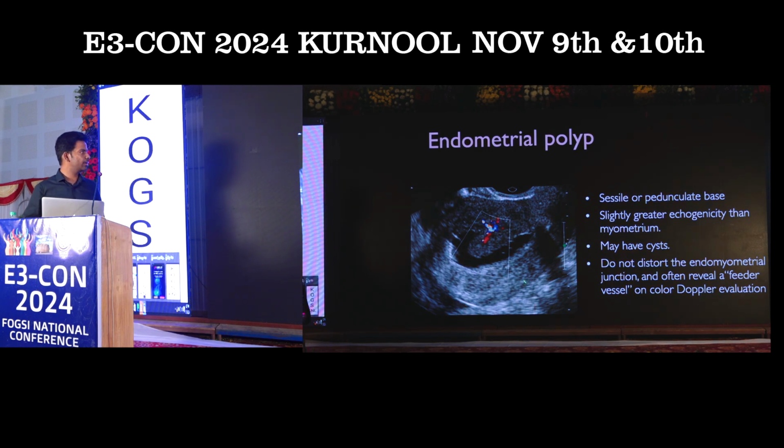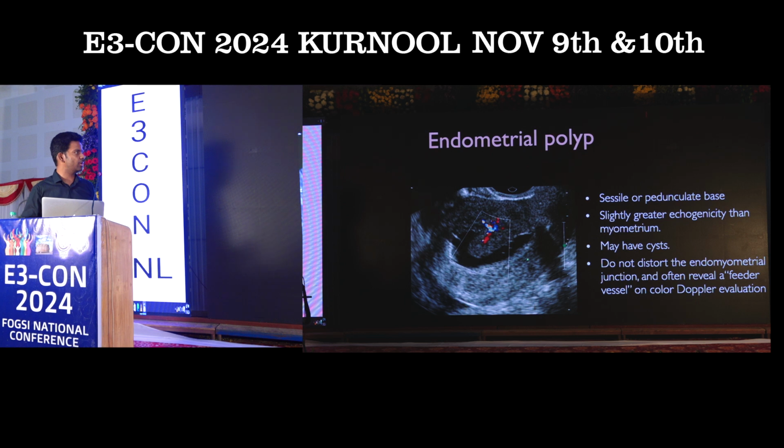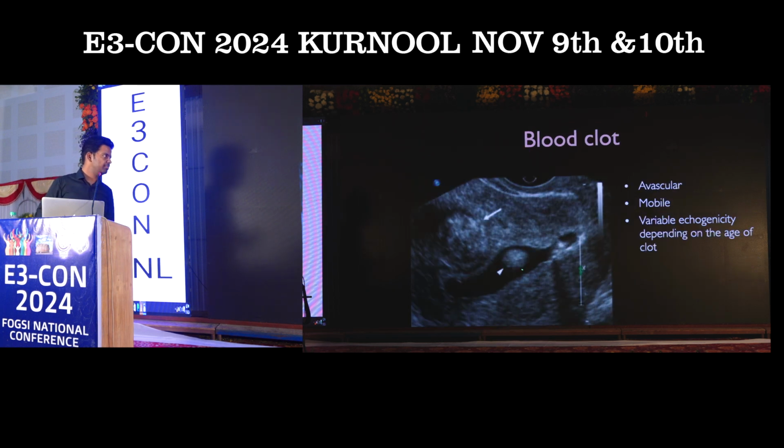So the common diagnoses which we see in sonohysterogram are, this is a case of endometrial polyp where we can see a sessile pedicle, and this is the saline which we have injected, and this is the vascularity in the center. And the same thing in an endometrial blood clot, where it is a freely mobile clot with a different echogenicity depending upon the age of the clot.